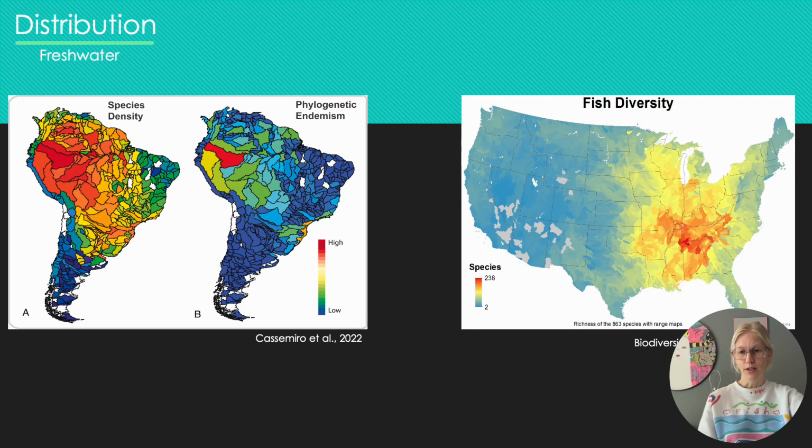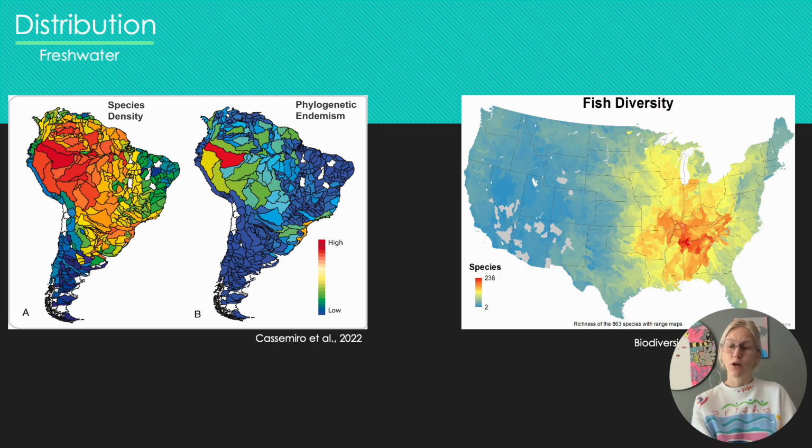Distribution also plays a part in this. So diversity hotspots are driven by landscape dynamics. And you can see here on the right that in the US, where the Appalachian tectonic activity has been stable for a long time, we see high diversity across this heterogeneous habitat diversity too. And tropical river basins are the most speciose regions for freshwater fishes.